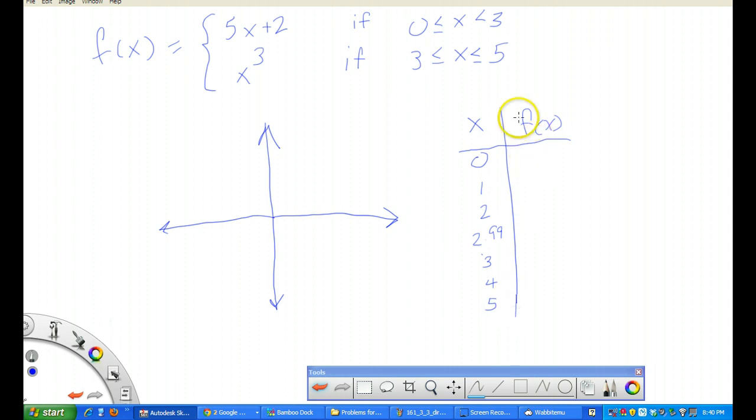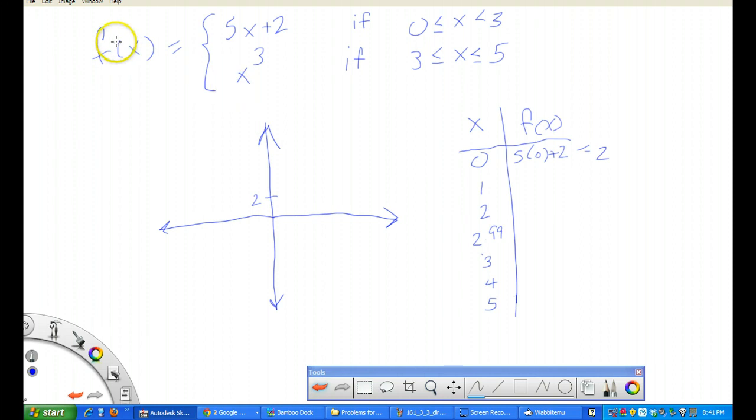Alright, when I plug in 0, I have to plug it into here, because 0 is not in this region. I don't do this to 0, I don't cube it. I multiply it by 5 and I add 2. This is what I do to the input if the input is between these two numbers. So I take 5, multiply it by 0, add 2, and get out 2. So at 0, I got a height of 2.